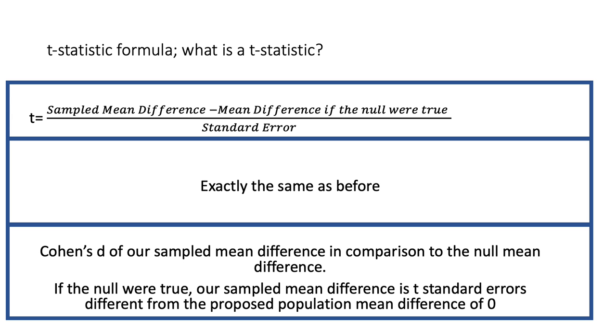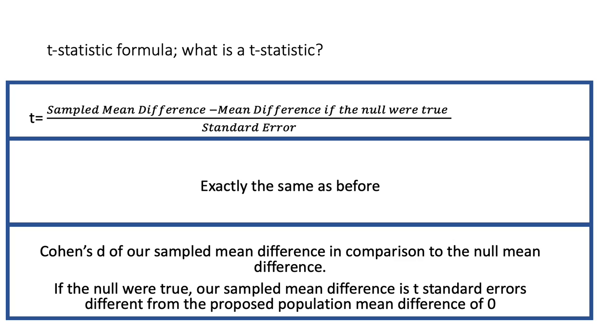So first thing, conceptually, the t-statistic formula is the exact same. It's the sampled mean difference minus the mean difference if the null were true, divided by standard error. So it's very similar to a Cohen's d of our sampled mean difference in comparison to the null mean difference. I have not taken the null mean difference out of here. The mean difference if the null were true, or the null mean difference, is 0. We know that. It gets dropped in a lot of calculations. But what you're looking at is a difference between your sampled mean difference and the proposed mean difference divided by the standard error.